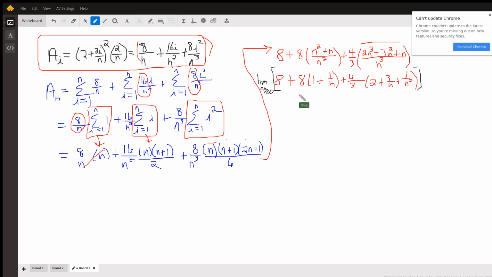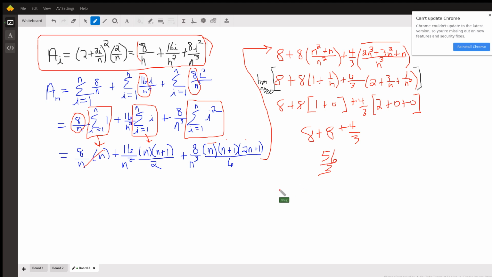And so as n approaches infinity, these fractions approach 0. So 4/3 times 2 plus 0 plus 0. And that gives us 8 plus 8 plus 4/3. And if you get a common denominator and add them together, you'll see you do get 56/3.